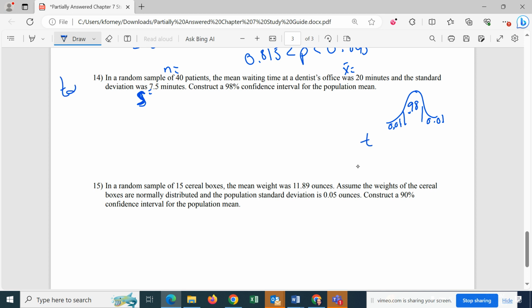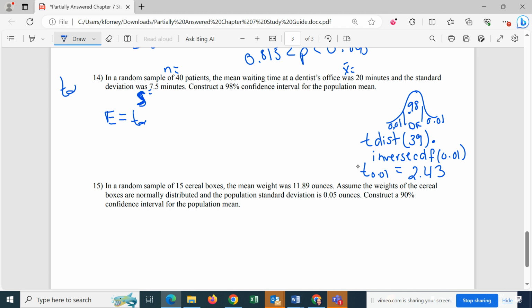So we're going to be working with t values. To find my t, I do t dist. We need our degrees of freedom. So that's n minus 1, so that's 39. Then inverse T CDF of 0.01. So you would do that and find your t. So our t of 0.01 is 2.43.